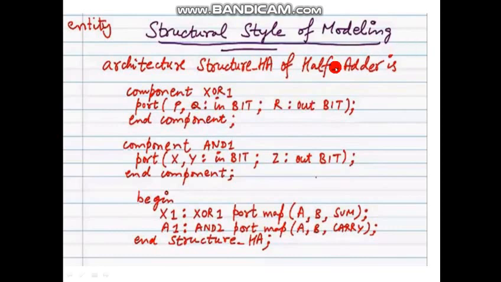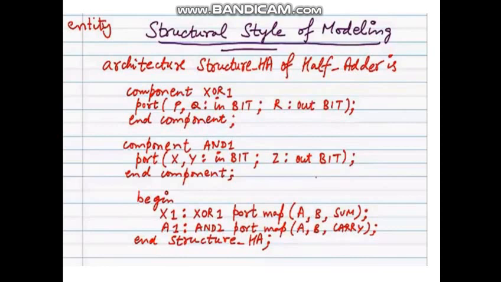Now as you observe, there are multiple terms here. First, component XOR with port P, Q as input bits and Z as output bit. The entity has to be specified initially, and the architecture is given as begin, X1.